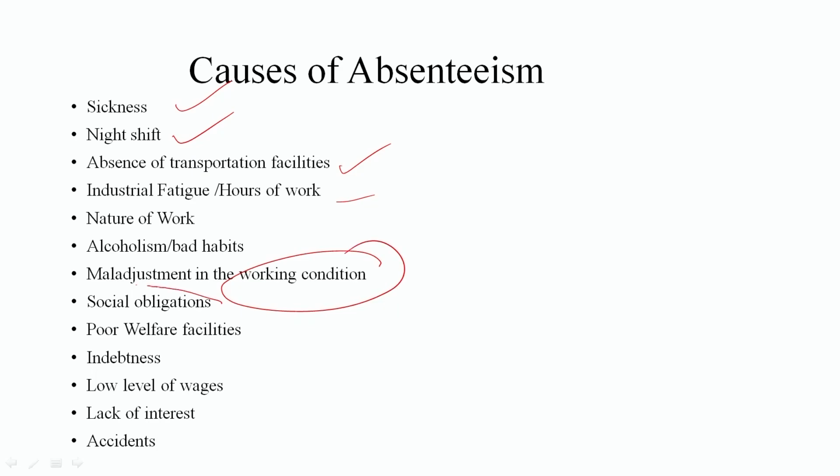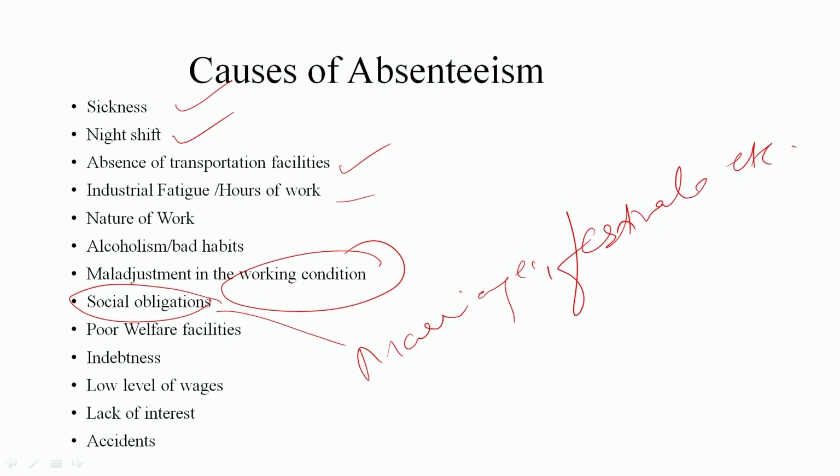Social obligations: people go for marriages, they go for festivals, etc. And generally people in the industry are unskilled or semi-skilled, so the festivals and marriages extend for a longer period of time. Then poor welfare facilities provided by the management make the people unhappy, so they do not want to report to work.